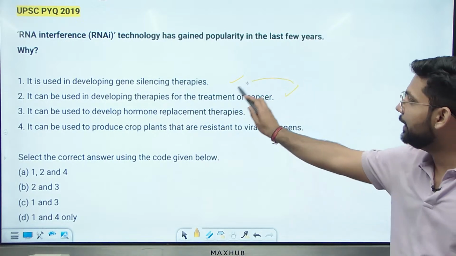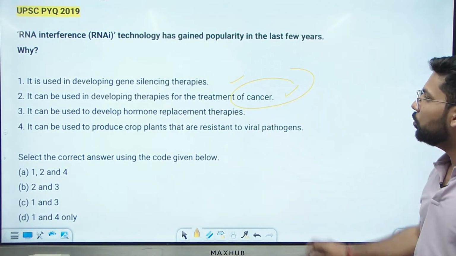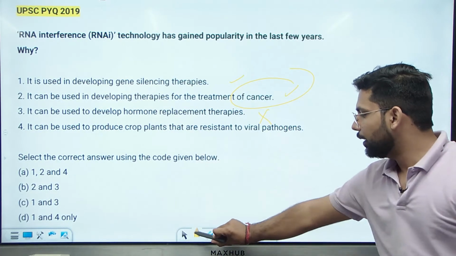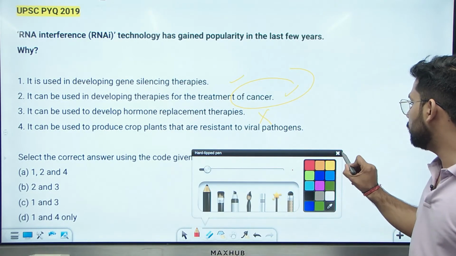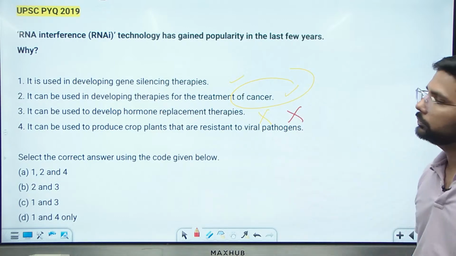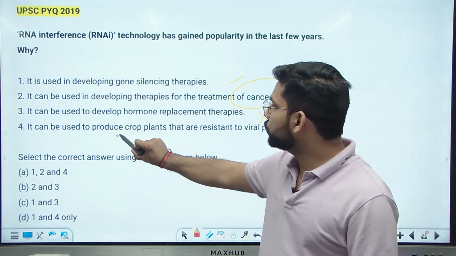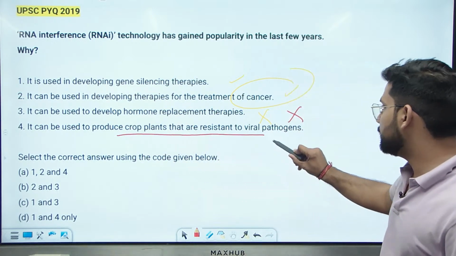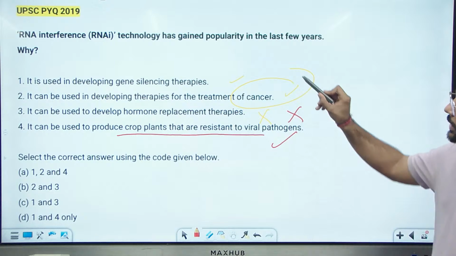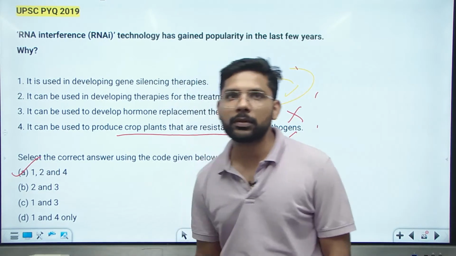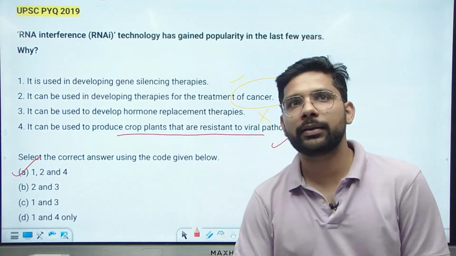Here they linked it to cancer. Hormone replacement therapy, this is not a right statement. RNA interference technology is not usable in hormone replacement therapy. It can be used to produce crop plants that are resistant to viral pathogens. Yes, it can be used. So the answer is 1, 2 and 4. So the answer will be A here in this case.